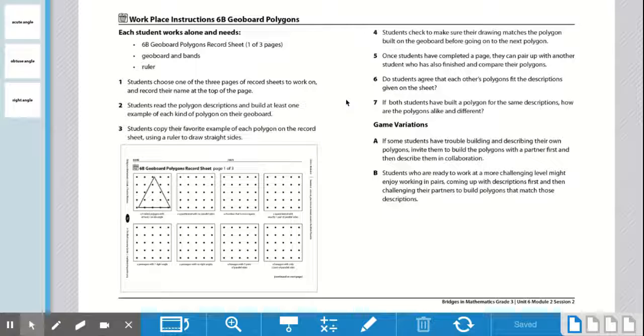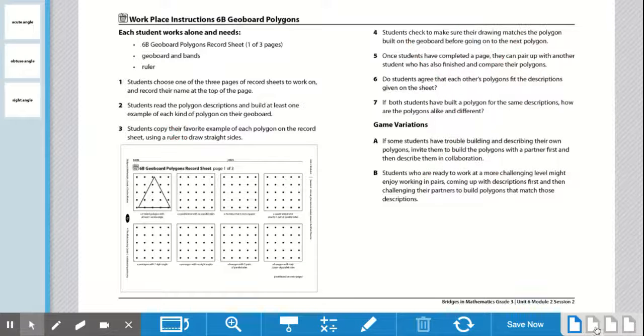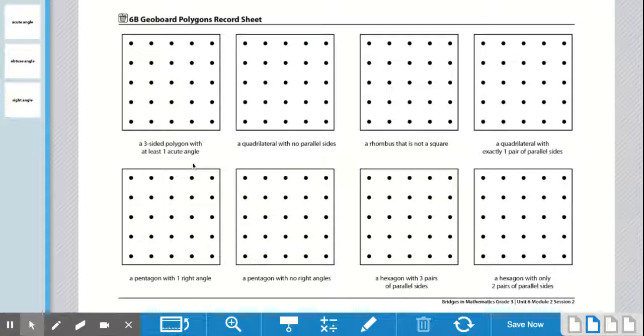2. Students read the polygon descriptions and build at least one example of each kind of polygon on their geoboard. And that's actually all we're going to do, because the rest is what you would do in the classroom. So I'm actually just going to cross this out because we don't need to worry about that. Okay, and I see an example here that they made a big triangle. All right, now I'm going to go to my record sheet.